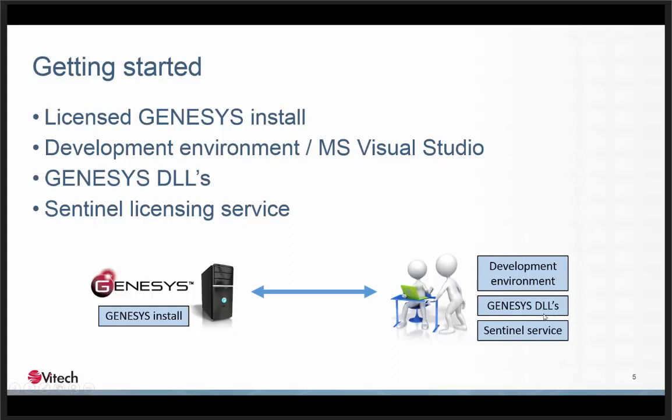So if we bundle together a couple things here, a .NET development environment, we're going to go out to any Genesys installation directory, probably program files. We're going to grab a couple Genesys DLLs, which we'll reference in our API app. And lastly, we need that Sentinel service running, which is available in any of the Genesys installers. And once we've gathered these things together, we are ready to rock and roll and begin connecting to a Genesys service.